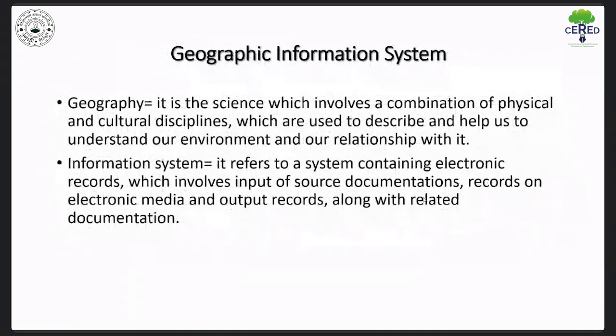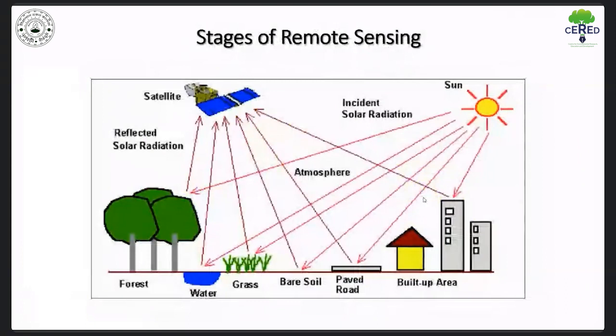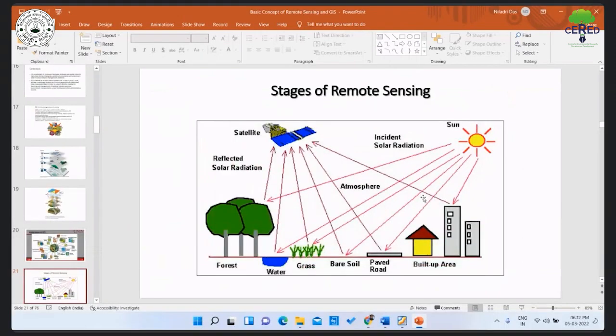Now we discuss how remote sensing can collect data from the Earth's surface. This is the entire picture through which we can understand how remote sensing technology collects data of the Earth's surface. There are some basic steps or stages involved in the remote sensing process to collect the data.